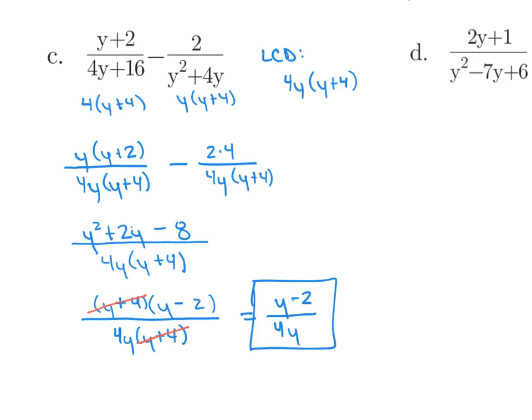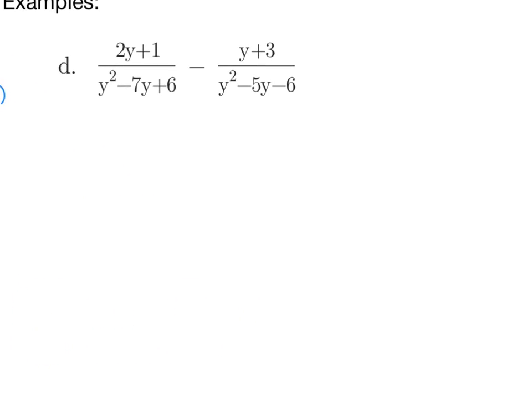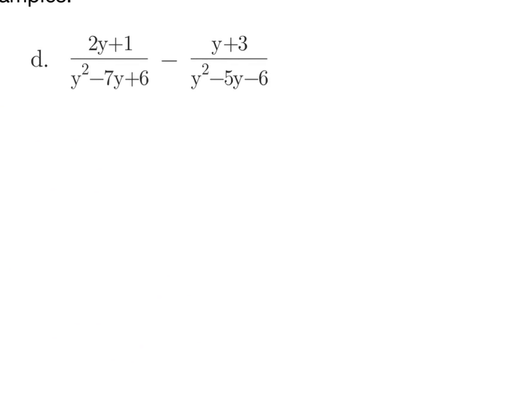All right, last example. We have 2y plus 1 over y squared minus 7y plus 6 minus y plus 3 over y squared minus 5y minus 6.